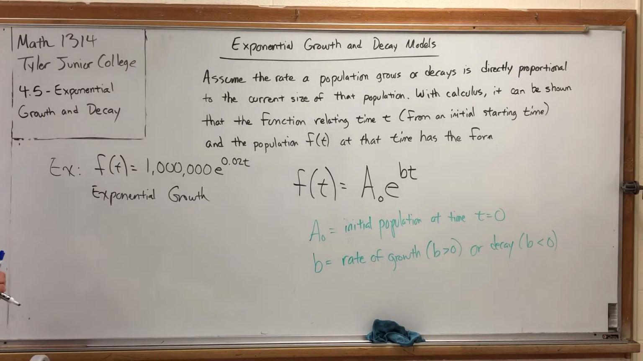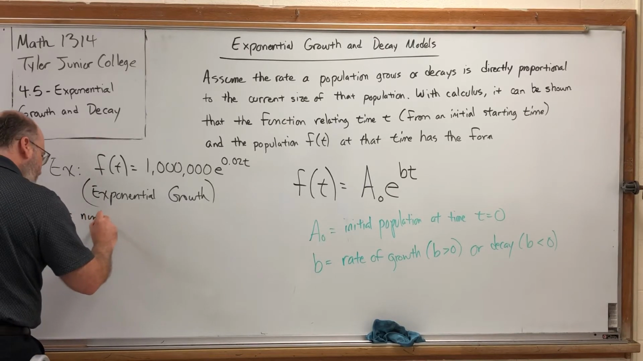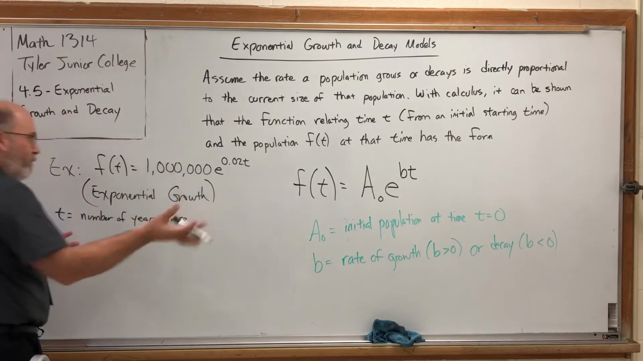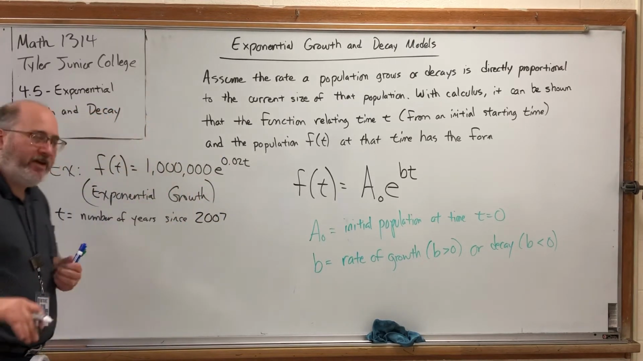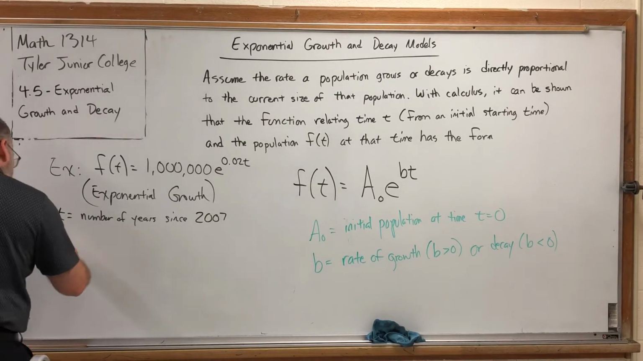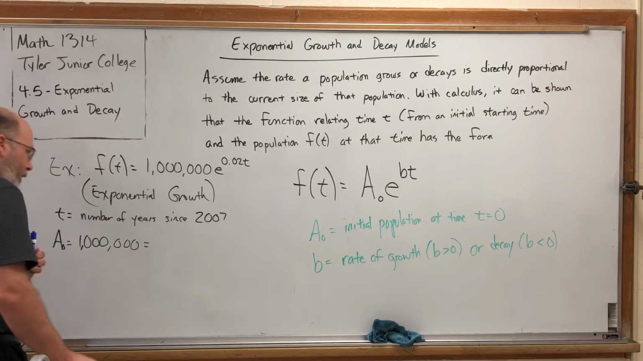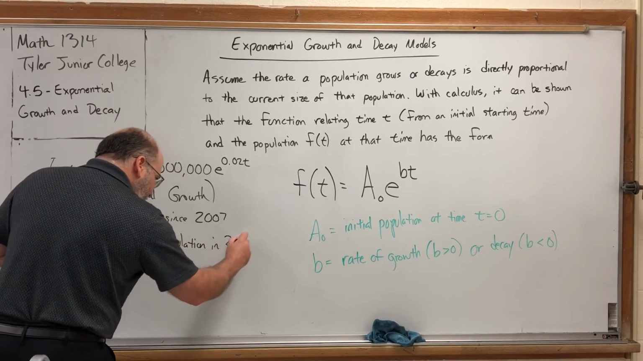Now, in order to correctly interpret the 1 million, we have to first establish what t is representing. So suppose that t is the number of years since, let's say that this modeled population growth starting in the year 2007. I just picked a year at random. Then the A0 being the 1 million represents the population in 2007.